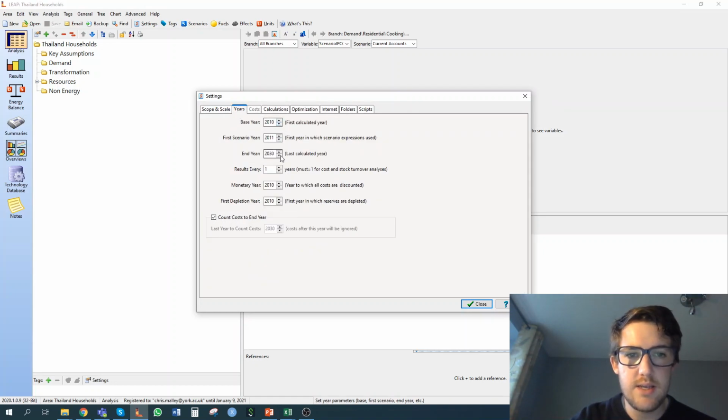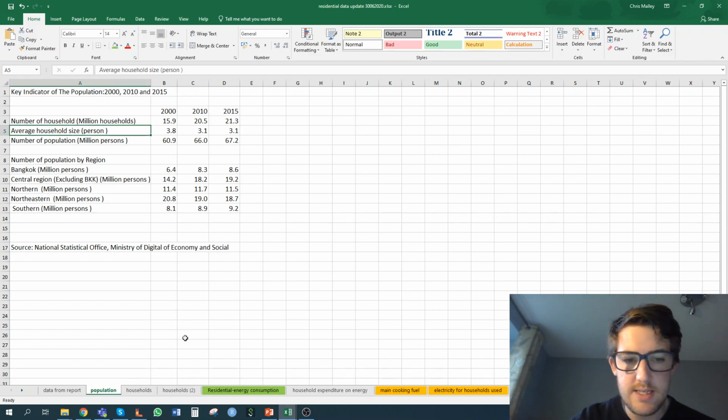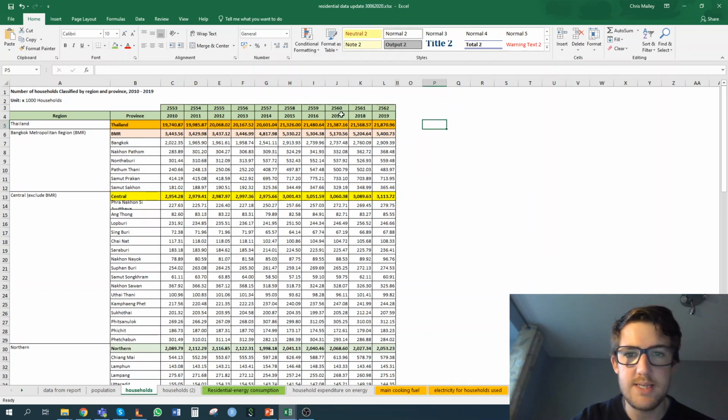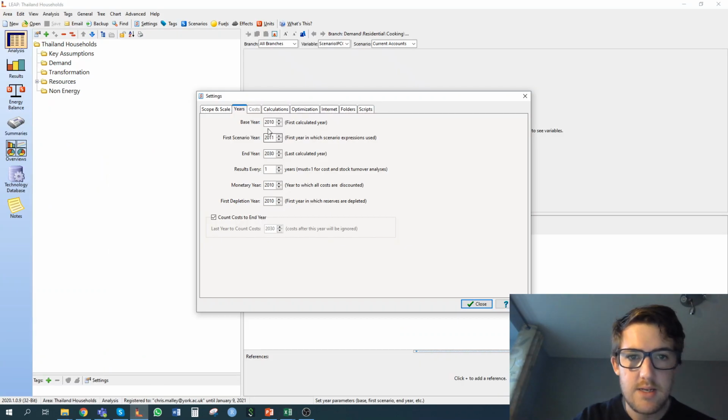The only thing that I'm going to change in the settings is that the data that you have for households goes from 2010 to 2019. So I'm going to say that the base year is 2010. The first year that I'm going to enter data for is 2010. But then I'm going to say the first scenario year is 2020. This means that it wants me to add in data from 2010 to 2019 for the current accounts for the historical period. And then we can create projections to 2030. We could go to 2040 or 2050 if we wanted to.